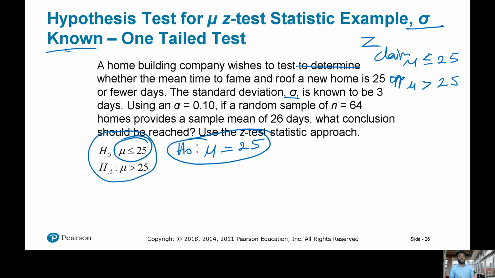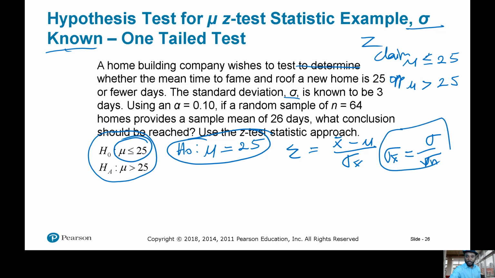So what we're going to do here is compute the test statistic, and our test statistic is computing our z, and you all remember how to compute z. Remember that z, for a sampling distribution, is equal to x bar minus mu divided by the standard error, sigma of x bar. And recall that sigma of x bar is equal to sigma divided by square root of n. Okay? So that's how we determine z.